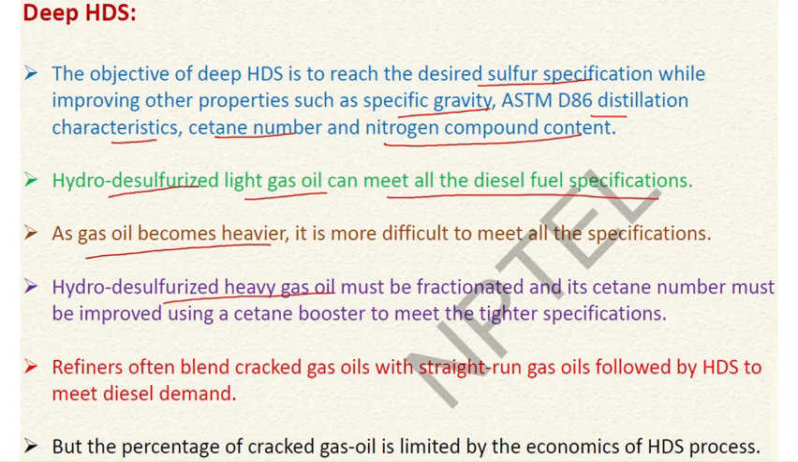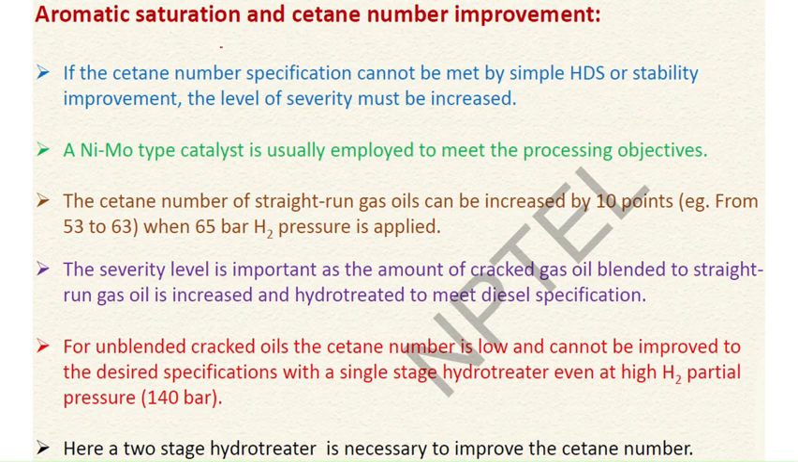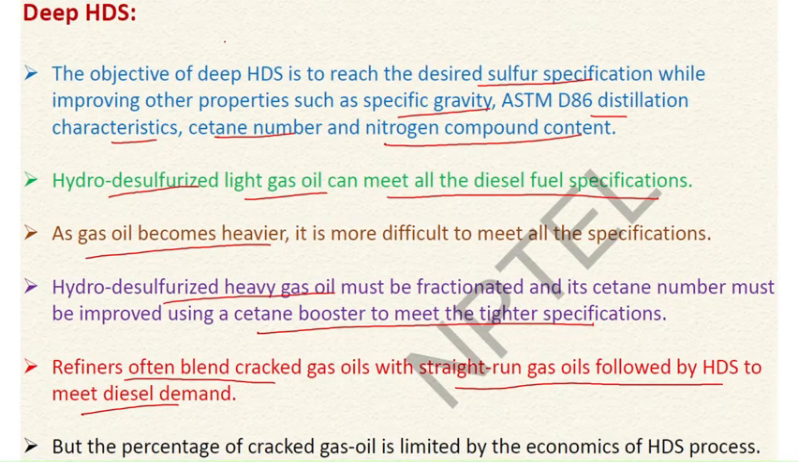Hydrodesulfurized heavy gas oil must be fractionated and its cetane number must be improved using a cetane booster to meet the tighter specifications. Okay, so the refiners often blend cracked gas oil with straight run naphtha followed by HDS to meet diesel demand, but the percentage of cracked gas oil is limited by the economics of the HDS process. Coming on to aromatic saturation, it is very difficult to meet all the specifications with heavier gas oil. For that heavier gas oil, cetane boosters are added sometimes to improve the cetane number. Moreover, sometimes cracked gas oil is also blended with straight run naphtha to meet the diesel demands.